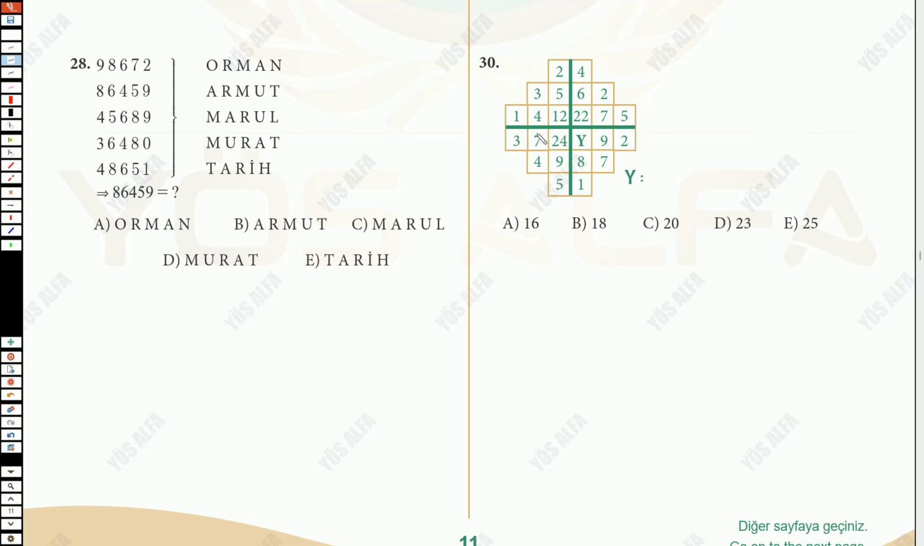Number 30, it's a number figure relation again. So this is the result. Okay, all these are the result. To get 22, I sum these numbers up. 6 plus 4 is 10, 7 plus 5 is 12. So the summation is 22. Here again, 5 plus 2 is 7, 4 plus 1 is 5. So the result is 12. So here, 9 plus 2 is 11, and then 8 plus 1 is 9. So our Y summation is 20.